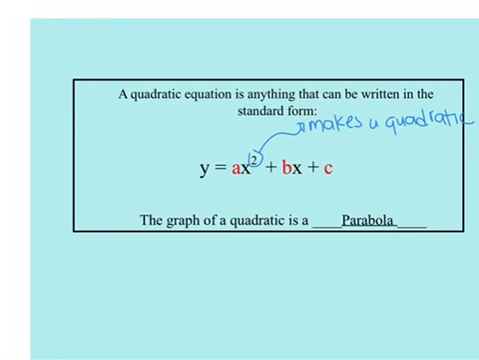So if I go ahead and graph this thing, the shape it makes we call a parabola. So the graph of this thing is called a parabola.